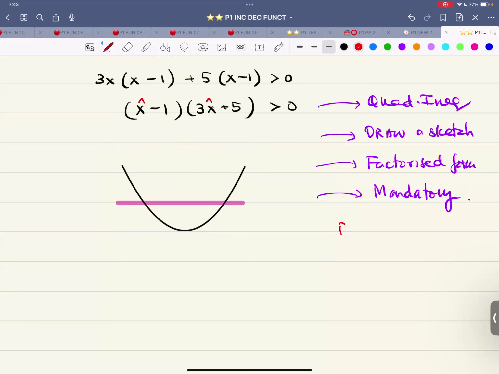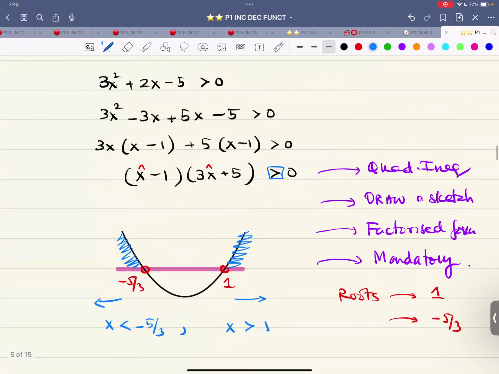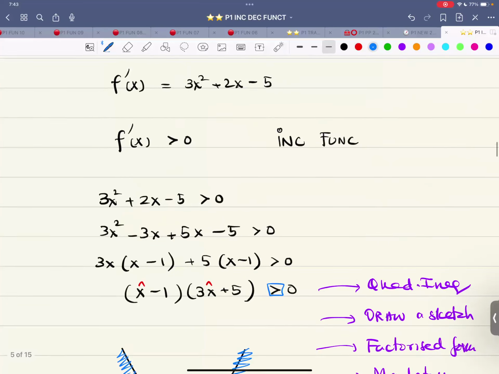x minus 1 equals 0. So therefore, the roots are 1 and negative 5 over 3. This is negative 5 over 3, this is positive 1. We are interested in greater than 0, that is the region above the x-axis. That is this region, and this region. Extreme right, extreme left: x is greater than 1 and x is less than negative 5 over 3. That is the answer.